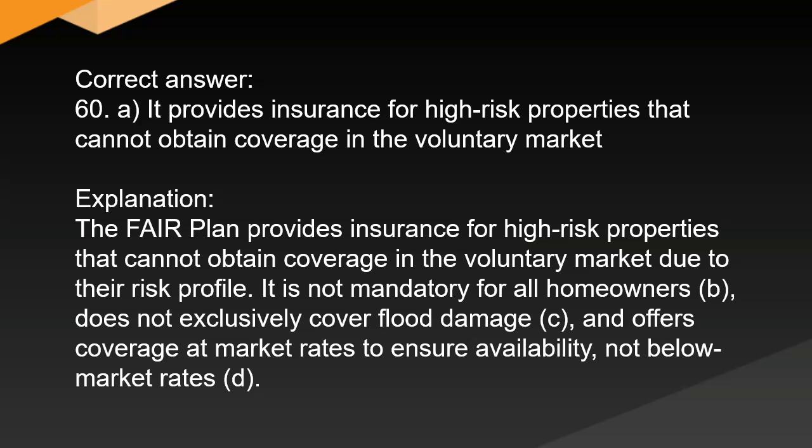A. It provides insurance for high-risk properties that cannot obtain coverage in the voluntary market. Explanation: The FAIR plan provides insurance for high-risk properties that cannot obtain coverage in the voluntary market due to their risk profile. It is not mandatory for all homeowners. B. Does not exclusively cover flood damage. C. And offers coverage at market rates to ensure availability, not below market rates.